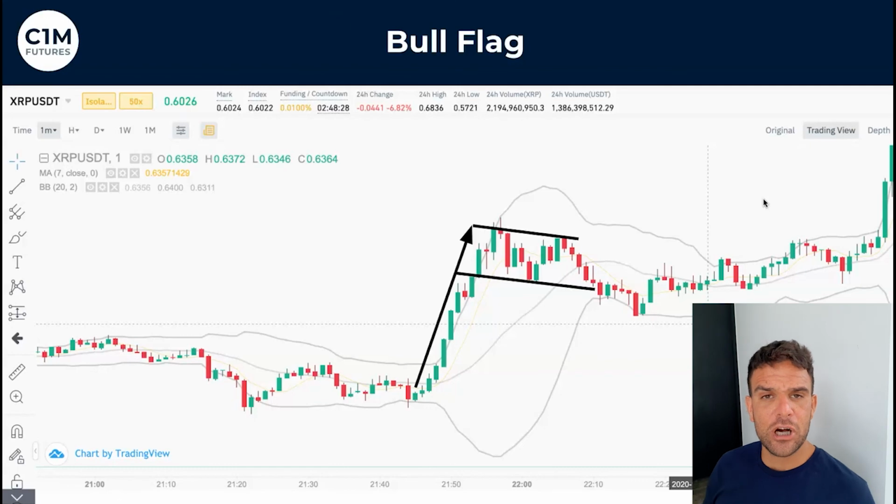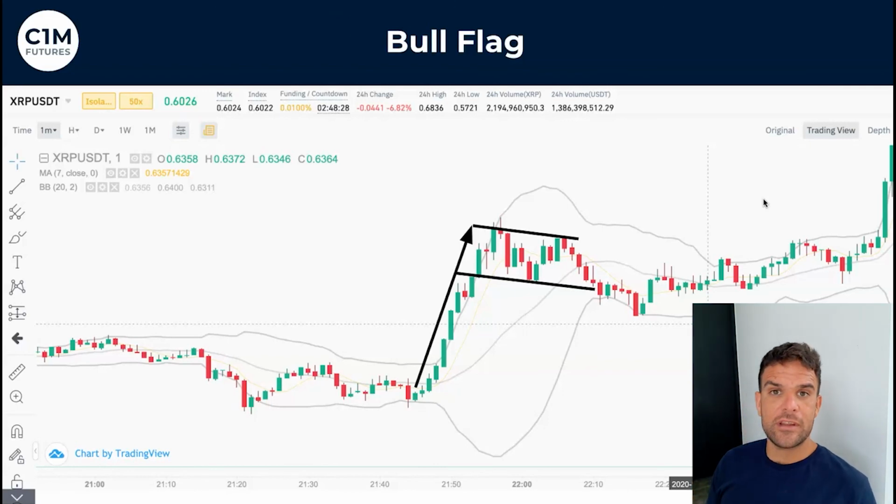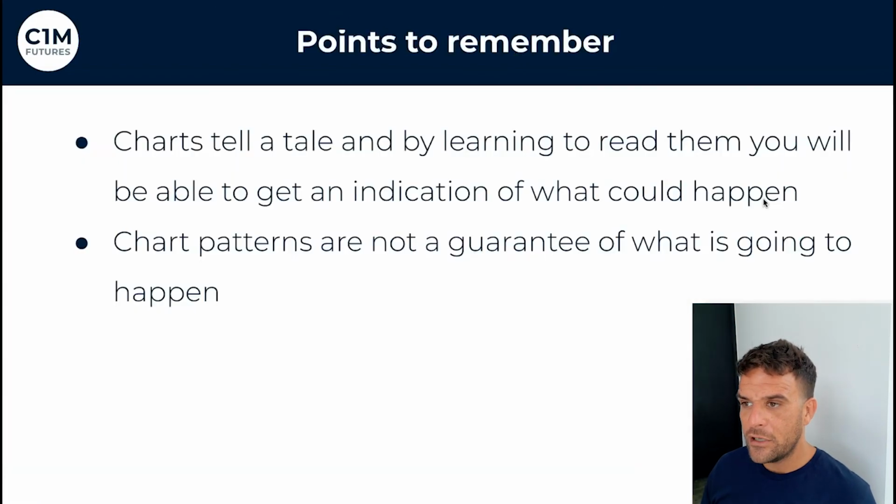So that's chart patterns, and as I say, at times a flag will turn into a pennant. As you are looking, especially like this example here, as it goes sideways more and more and there's a bit more price fluctuation. The main thing when you're coming on to these charts is the more you can try to understand it, the better. Charts tell a tale, and by learning to read them, you'll be able to get an indication of what could happen. They're not a guarantee of what is going to happen.